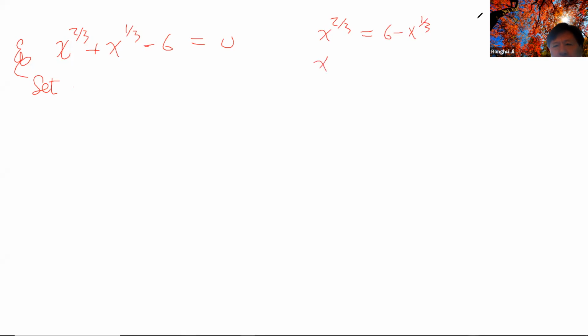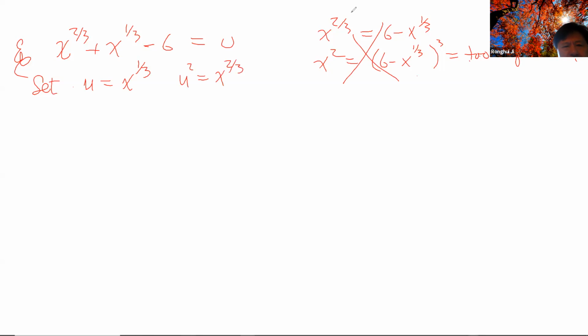If you take the cubic power here, you would get 6 minus x to the 3rd to the cubic power, which is so complicated, right? You are making the equation more complicated than before. So don't do this. This is the wrong step. Instead, we're going to set a new variable called u equal to x to the 1/3. Then u squared would be equal to x to the 2/3, okay?